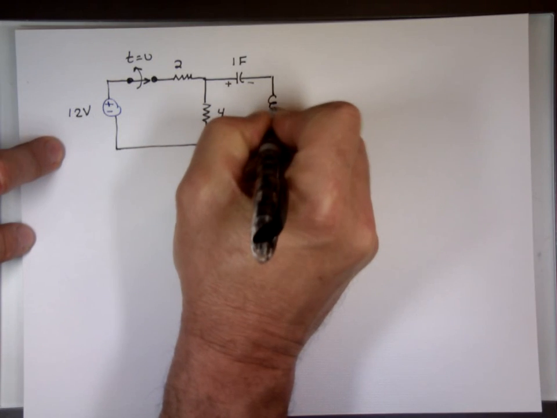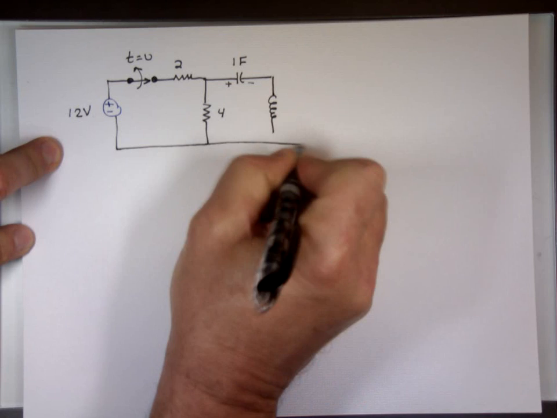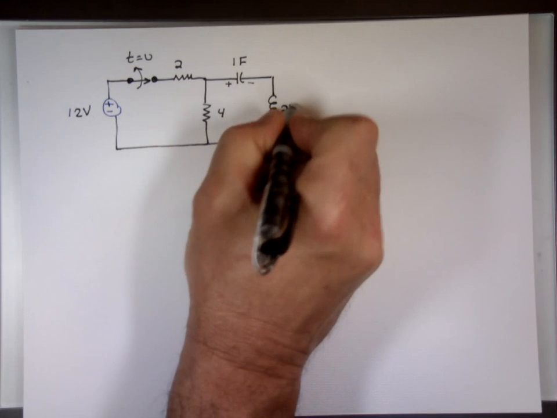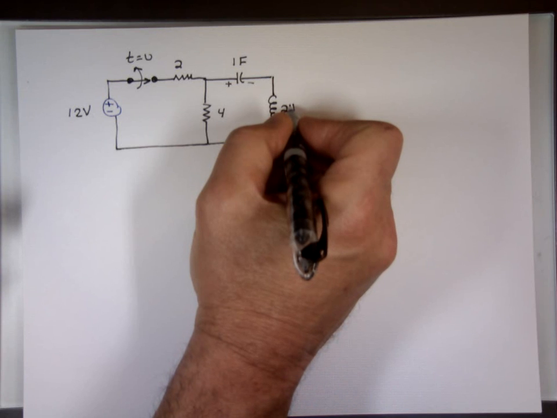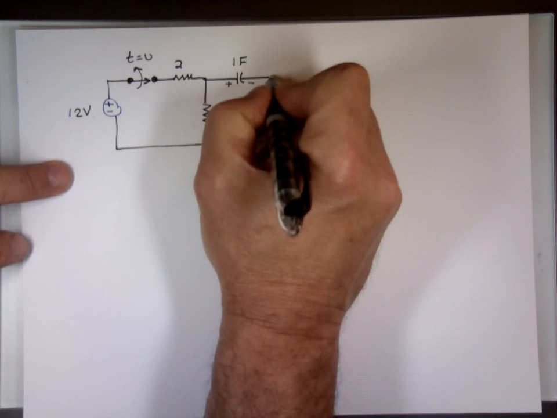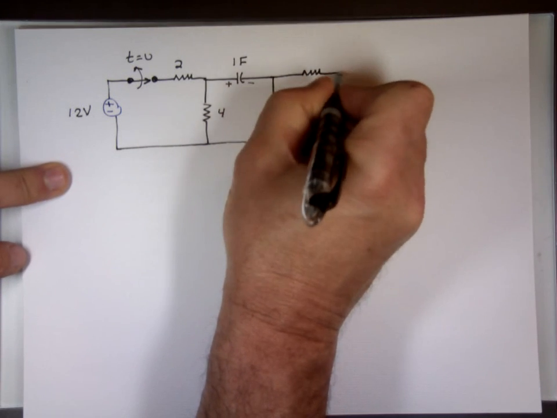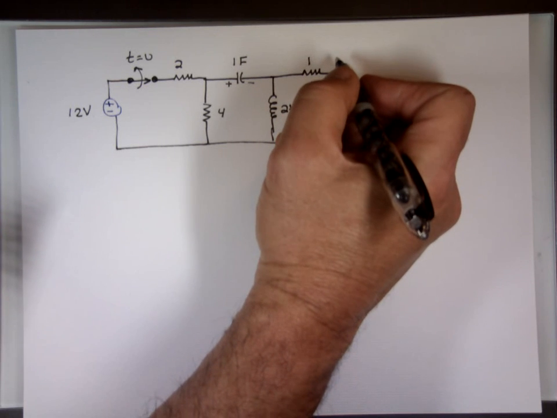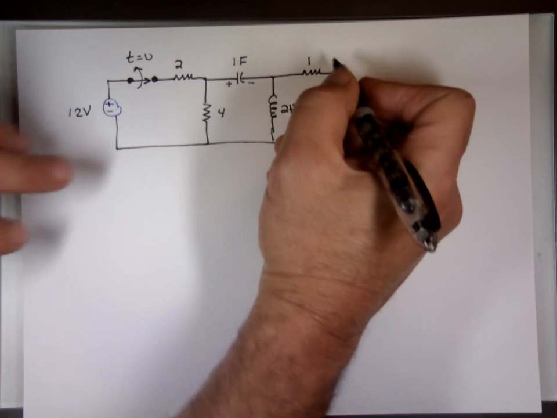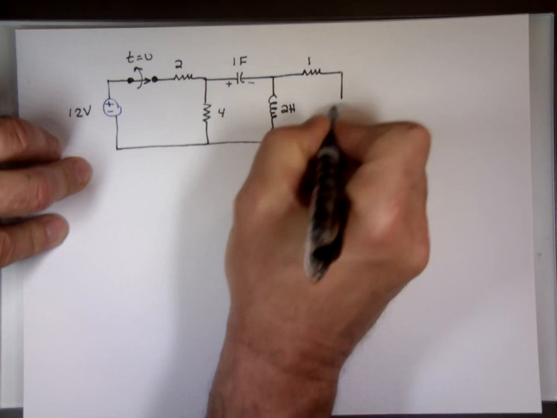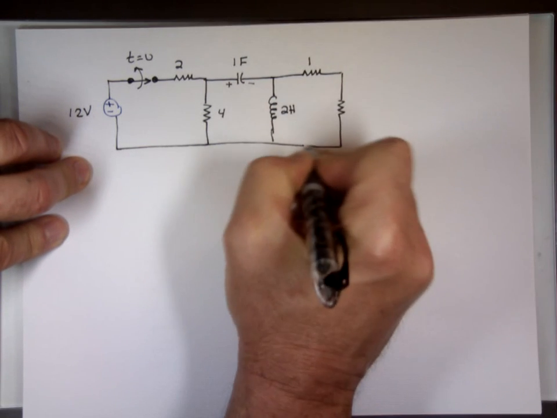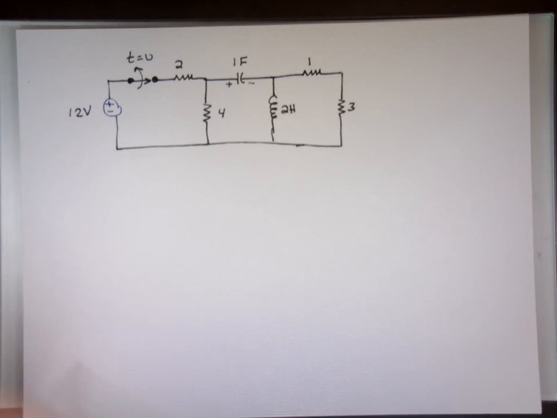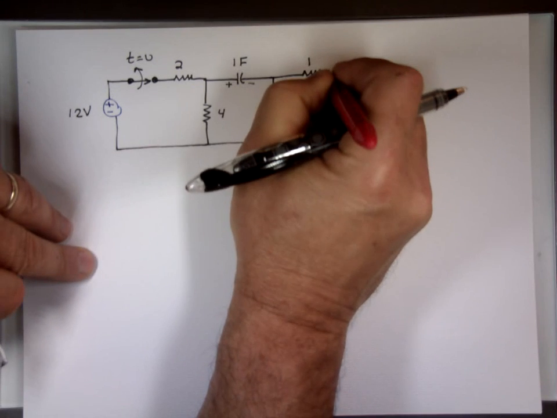This is an inductor of 2 Henry. This is a 1 ohm resistor on the top. And on the bottom we have a 3 ohm. And the question: find the current through the 1 and the 3.